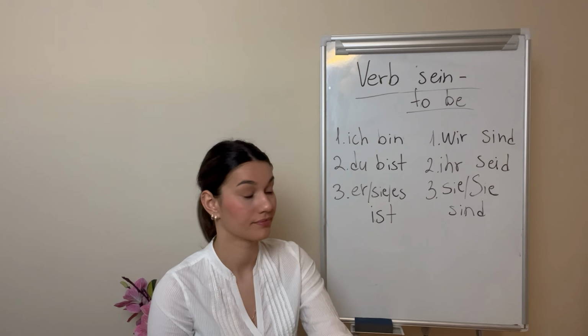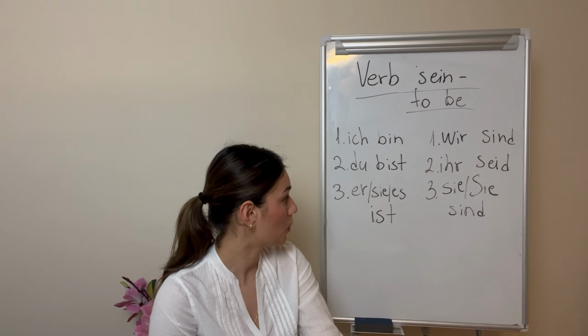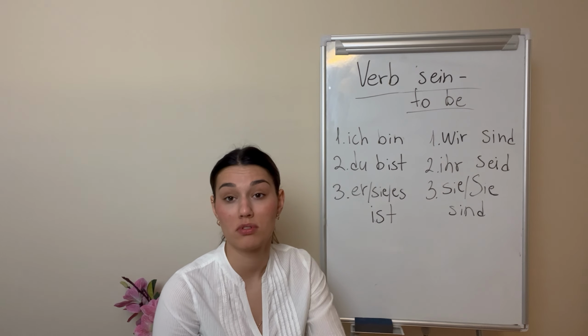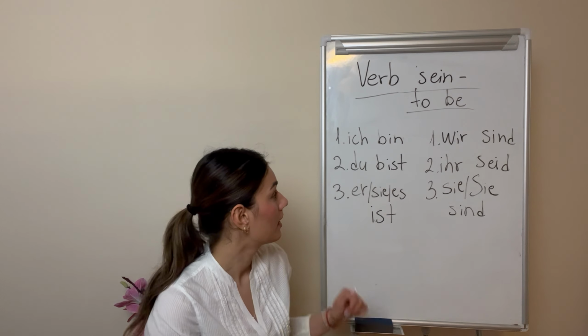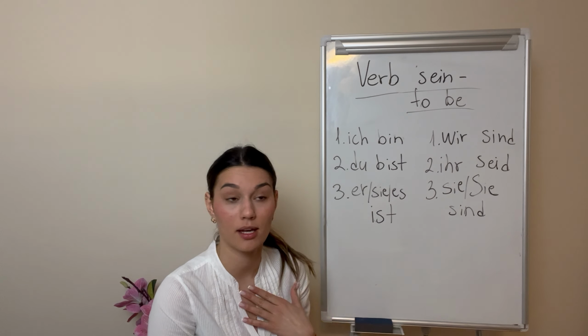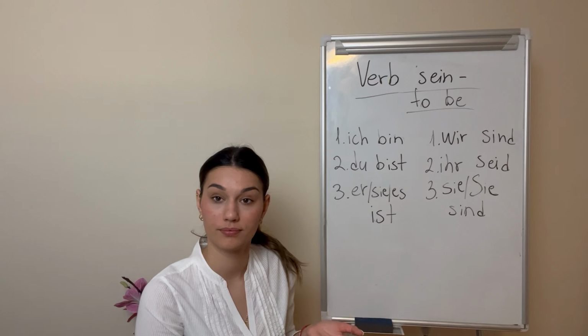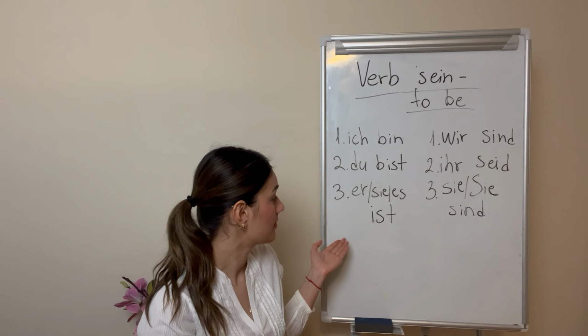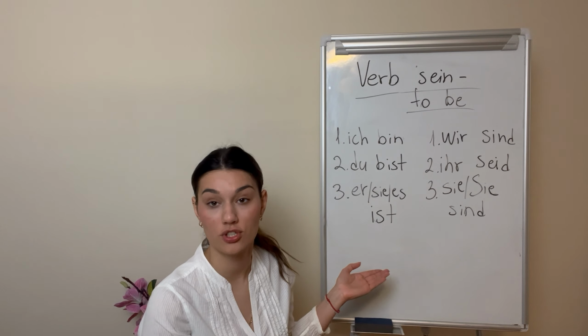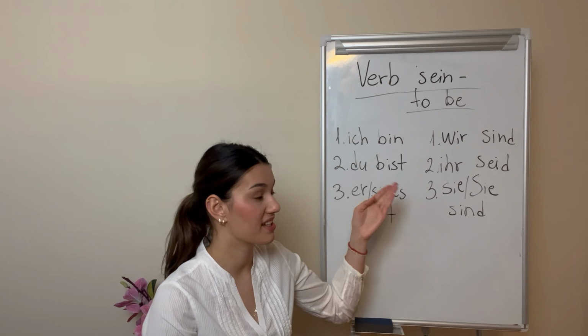Okay? And now we will read everything once again. You'll repeat after me and we will translate it. Okay? Ich bin. Repeat. I am. Du bist. You are. Er, sie, es ist. He, she, it is. Wir sind.